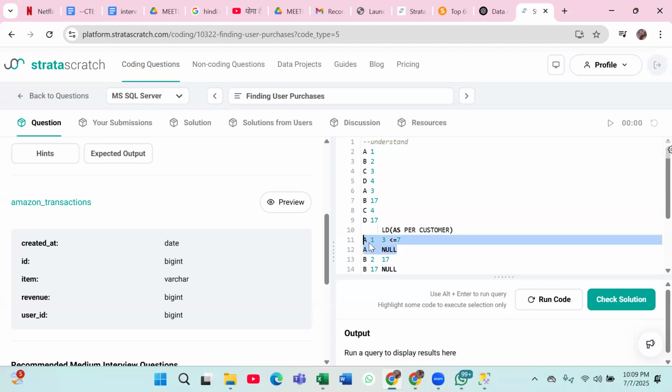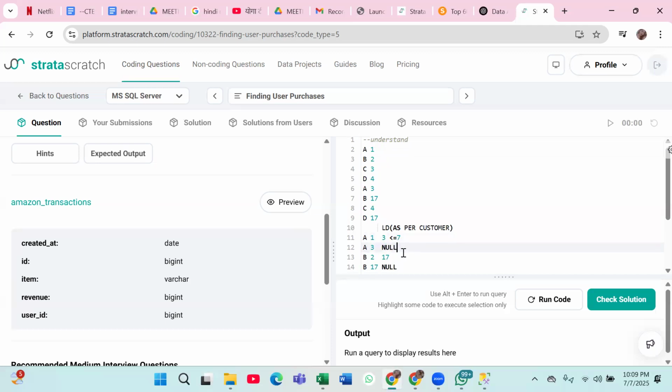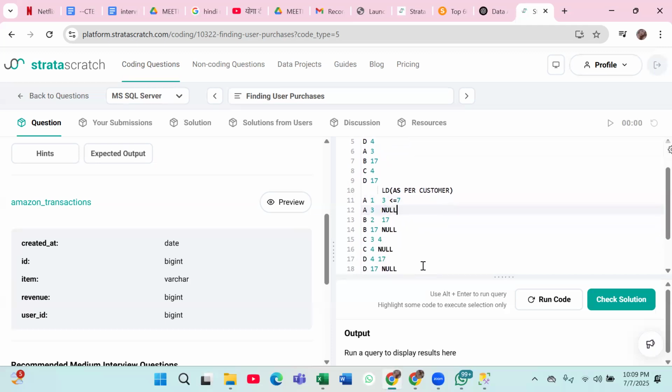For each customer, I'm just taking the next number with the help of lead only. You take your next number, right? So my next number is 3 here. After 3, our new customer is starting, so we get null. We are doing partition by customer here. Similarly for B, C, D also. If the difference between these two, 3 minus 1, is within 7, then it will be under 7 days. Whatever we are keeping in mind, now we just have to write it down in syntax.